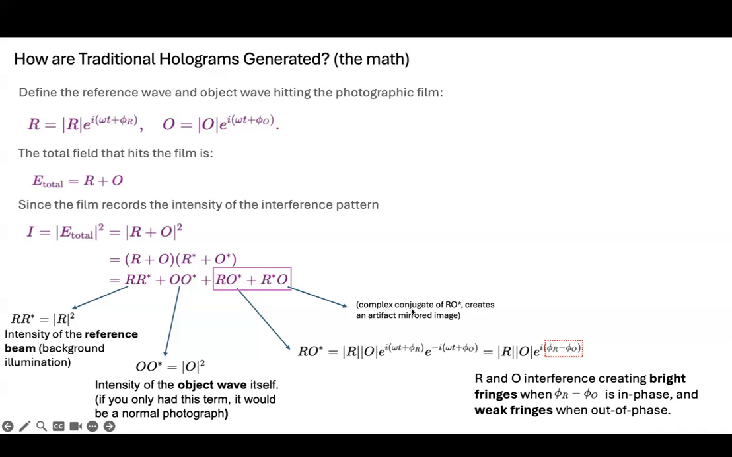So this is a complex conjugate of R O star, and physically it also creates a mirrored image, and it's usually considered an artifact when you're creating holograms in real life. And there are ways to get rid of it or weaken it by, I think, pointing your reference light in different angles, but I'm not gonna get into it. But basically, if you look at the math, you can tell that everything that shows on the film really depends on the interference pattern, which is the phase difference between your reference and object wave.